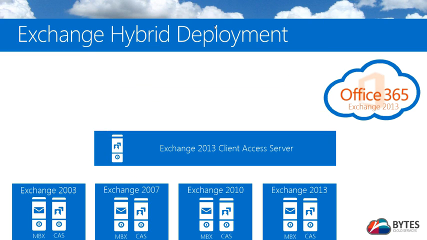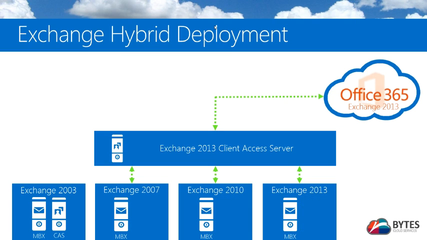So what we do is we drop in the CAS server within 2013, and actually there's a feature within the CAS server called the Hybrid Configuration Wizard, and that's really what facilitates this notion of a single Exchange organization, irrespective of the fact that one server is up in the cloud and then we have our respective servers here on-prem. So it's really that CAS role that's facilitating that.